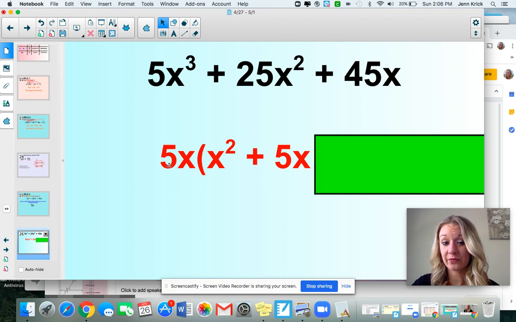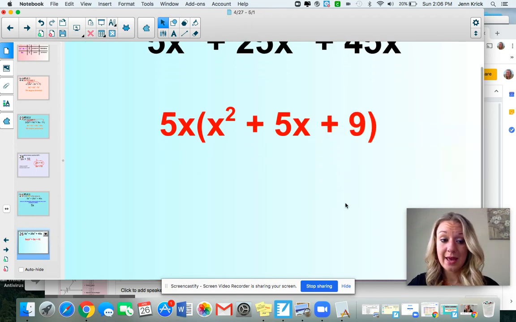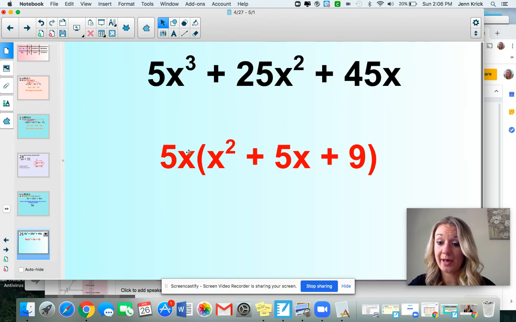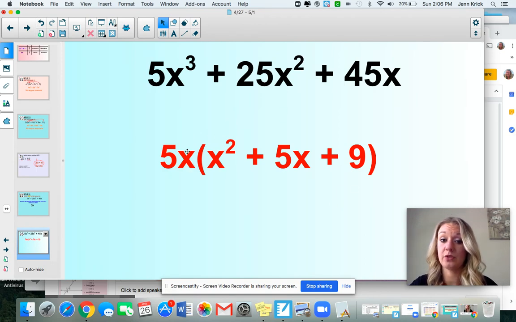And then how do I get from 5x to 45x? Okay, the x's are good. You don't need any more variables, but I know I need to multiply by 9. So it would look like this. Now, if you weren't sure, you can multiply this out and make sure that you're okay. So you've got 5x to the third power plus 25x squared plus 45x, and you're good to go.